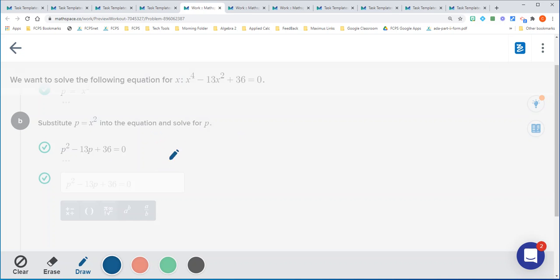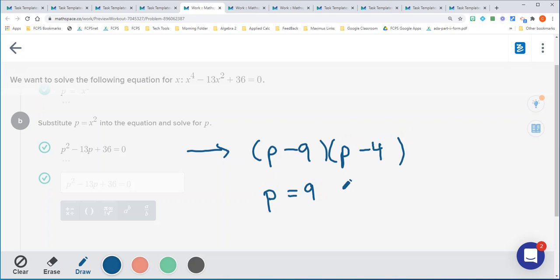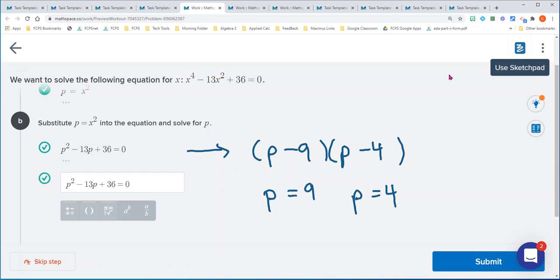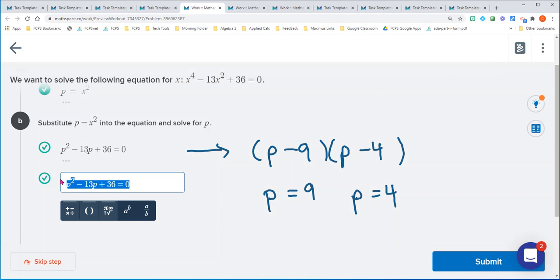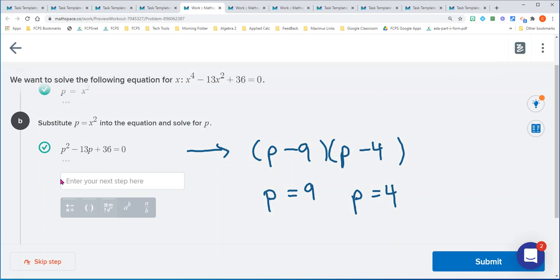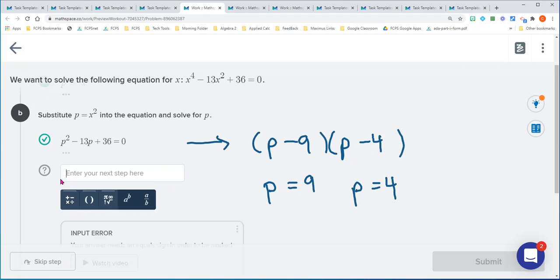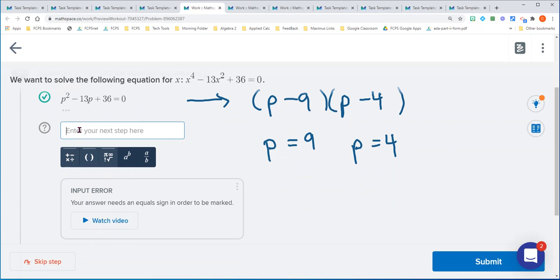All right, so that means I need to solve for p. So I'm going to come over here, and I'm not going to type all of this in. I'm going to do my factoring. Minus 9, minus 4. Okay, look at the directions. It says solve for p. p equals 9 and 4. Oh, p equals 9 and 4.